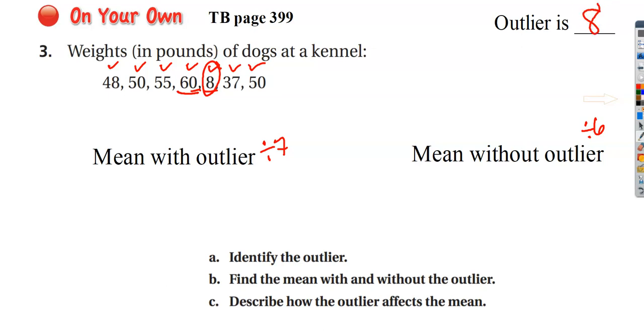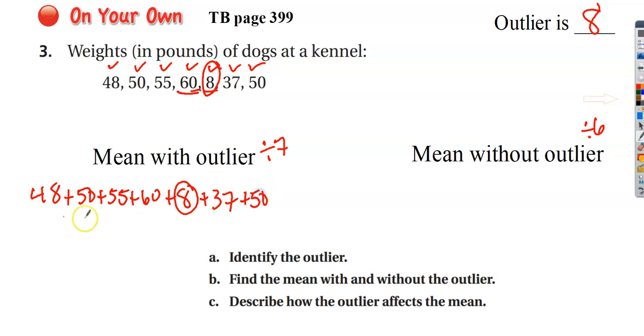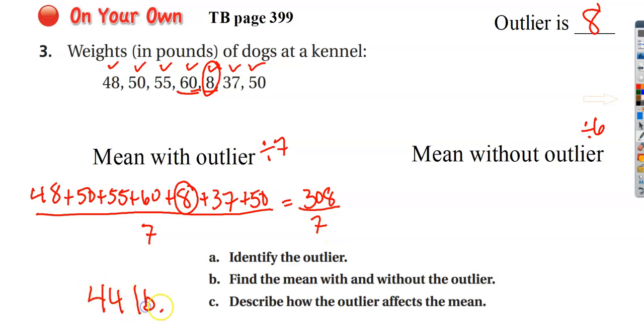So now I'm going to calculate the mean with the outlier. So I add my 48 plus 50 plus 55 plus 60 plus 8. I'm going to circle it to remind myself that it's the outlier, plus 37 plus 50. And then I'm going to divide all of that by 7. So when I do the math on my calculator, I get 308 divided by 7, which equals 44. So the mean weight of these dogs at a kennel, which is like an average, is 44 pounds.